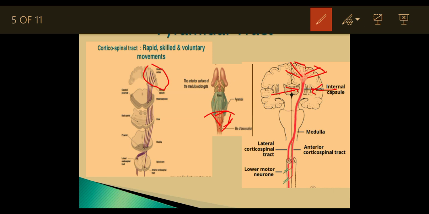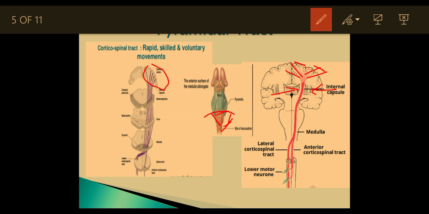But when it reaches the upper part of the medulla, these fibers converge and form a compact bundle-like structure which resembles an inverted pyramidal shaped structure. Due to that appearance, it has been named the pyramidal tract.